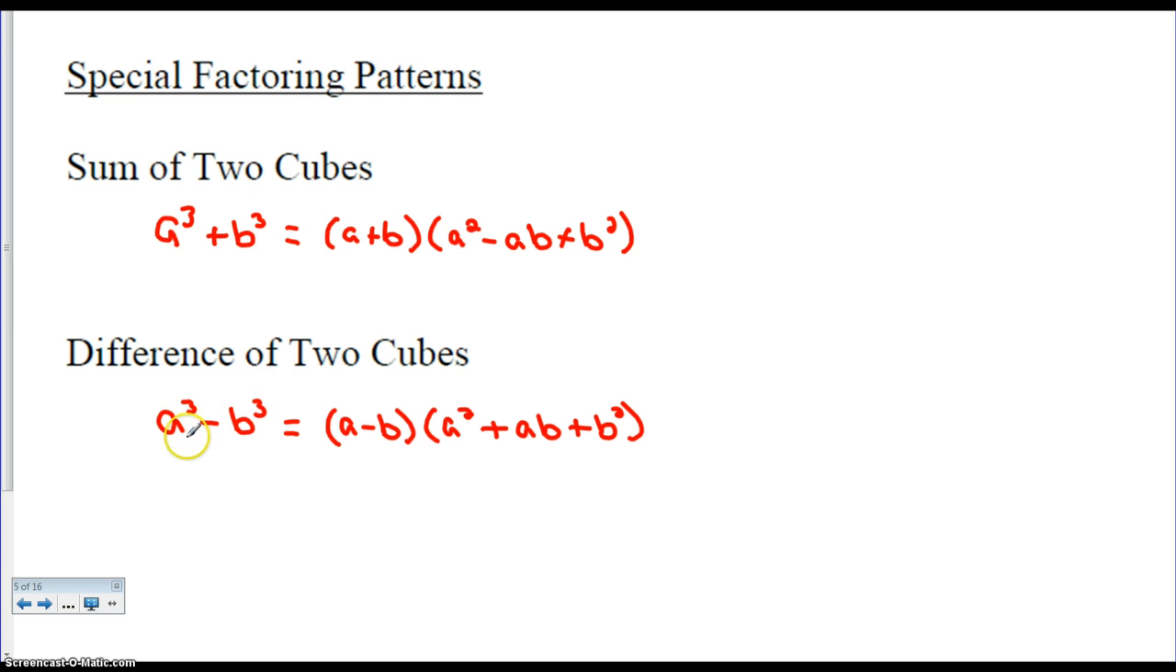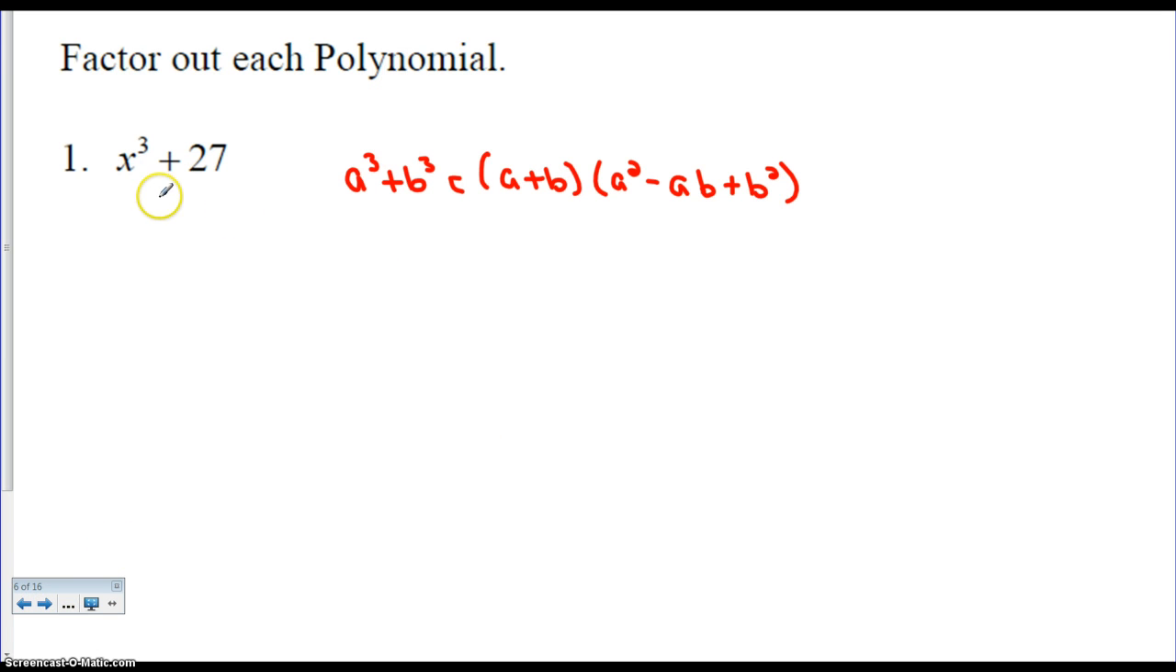And then difference of two cubes, this is a cubed minus b cubed equals a minus b times a squared plus ab plus b squared. I encourage you guys to write this down. Once you do that, you can move on to the next page, but I'm going to move on to the next page right now. So here's an example.